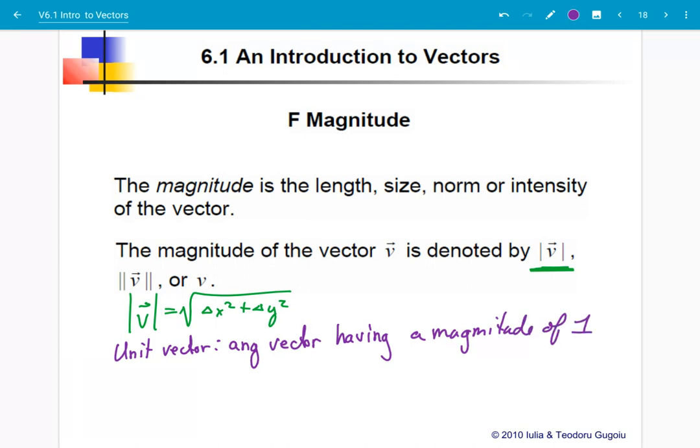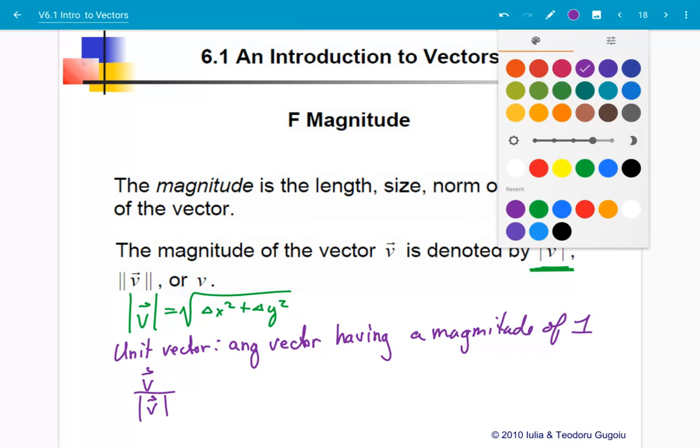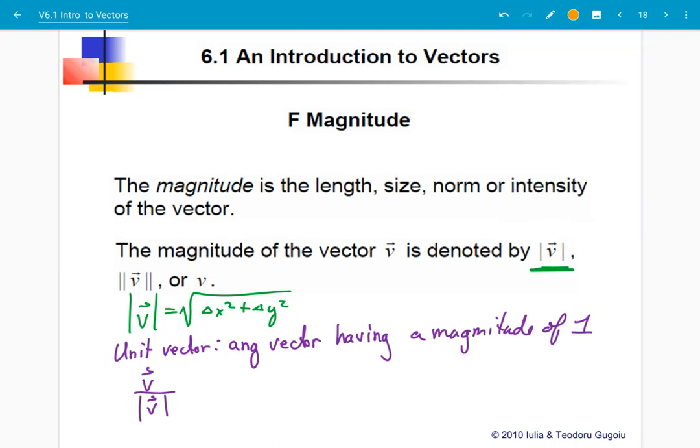To turn any vector, like v, into a unit vector, you divide by its own magnitude. If I take the magnitude of this vector, so the vector divided by its own magnitude, it'll always have a magnitude of 1. The same direction as vector v, but with a magnitude of 1.